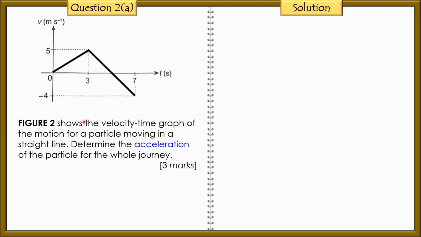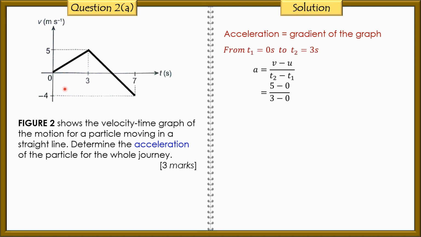For question 2a, the figure shows the velocity-time graph of the motion for a particle moving in a straight line. Determine the acceleration of the particle for the whole journey. Firstly, take a look at the graph. From the graph V versus T, the acceleration is equal to the gradient of the graph. You need to calculate the gradient part by part, meaning firstly you calculate the acceleration from 0 to 3 seconds. If you refer to the graph, the gradient of the graph is equal to 1.67 meter per second squared.